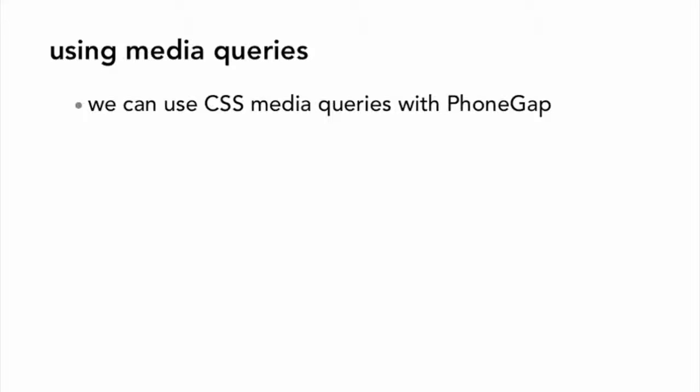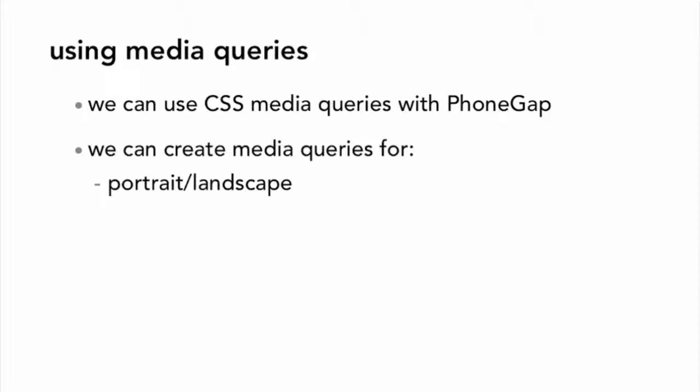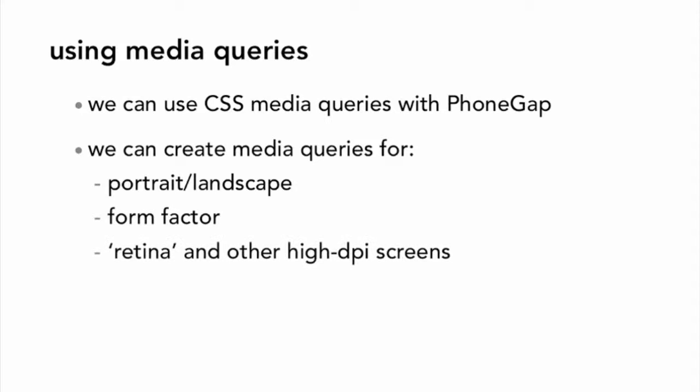Some examples of when you want to use CSS media queries are when you want to change the design for portrait and landscape, if you want to change the design for a different form factor, if you want to change the design for a tablet, and if you want to alter the design for retina and other high DPI screens.